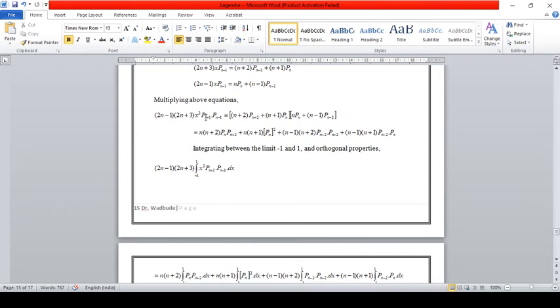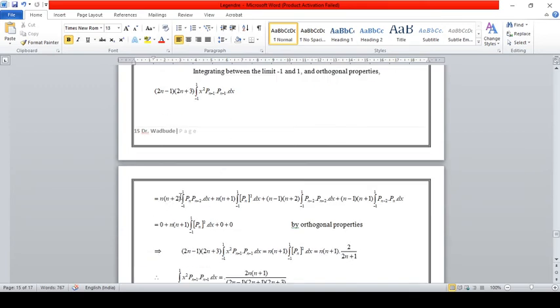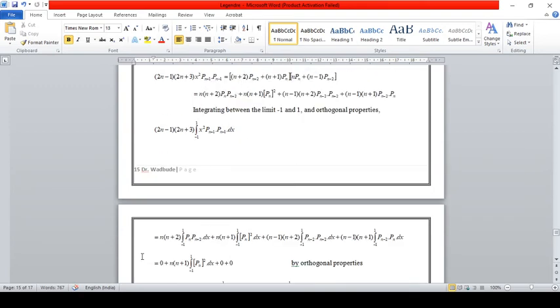integration x square Pn plus 1 Pn minus 1, and on the right hand side again this is the coefficient after multiplication: n plus 1 integration Pn plus 2 dx, n plus 1 integration Pn whole square. Here n minus 1, n minus 2 integration Pn minus 2 Pn plus 2 dx. Here n minus 1, n plus 1 integration Pn minus 2 Pn is equal to 0.